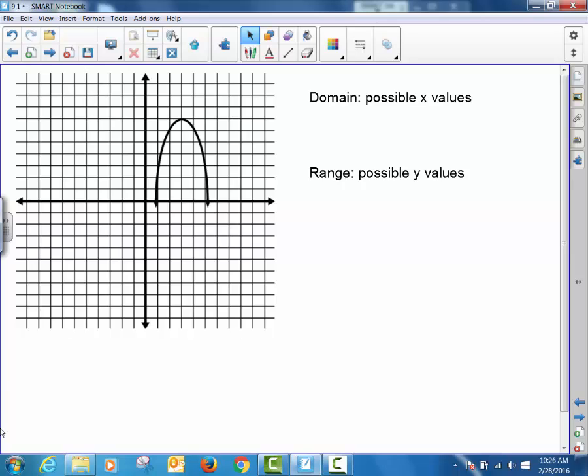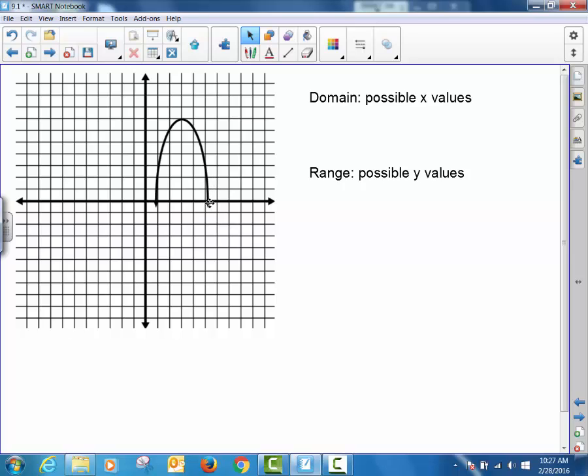The domain is the possible x values of a function. The range is the possible y values. So, what are the possible x values of the parabola that you see to your left here? The x values start about at the vertex here, and the first x value would be 1, 2, 3. The next one would be 4, then 5, 5.2, and the parabola keeps on going.